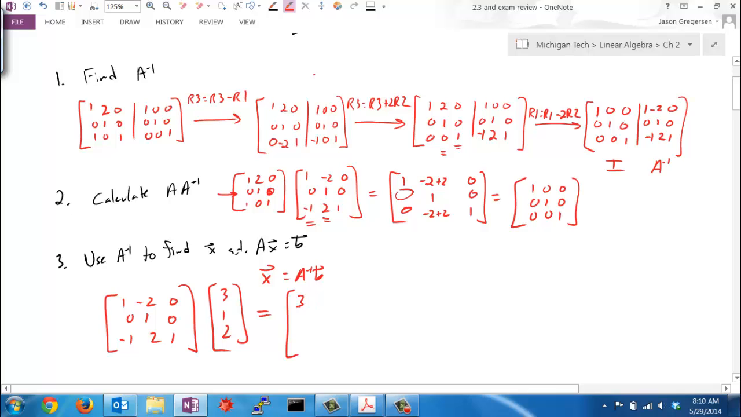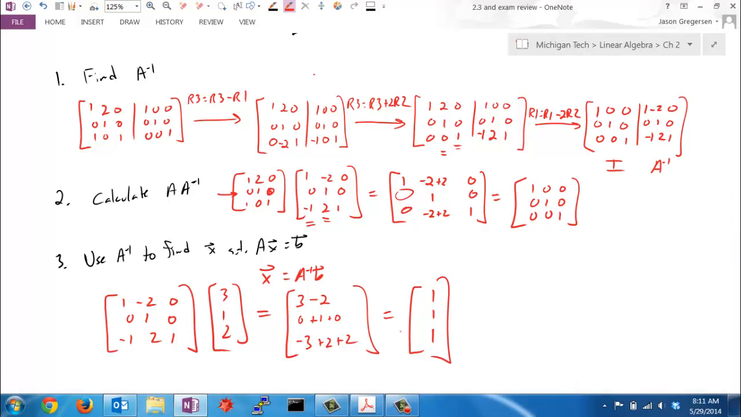Here we're going to get 3 minus 2 plus 0, 0 plus 1 plus 0, and negative 3 plus 2 plus 2. 1, 1, and 1. That matches what I have in my notes here, so either I did it wrong twice, or I didn't make any mistakes this morning. Any questions? Anybody confirm that answer? What we got? All right, questions from the warm-up.